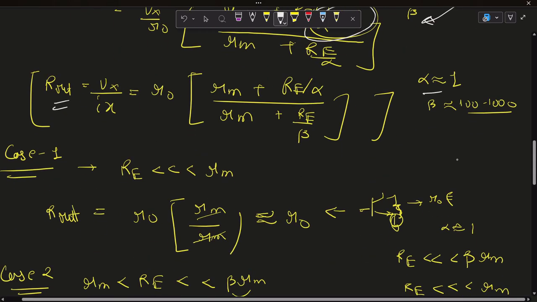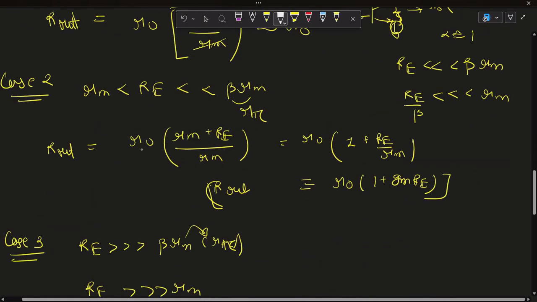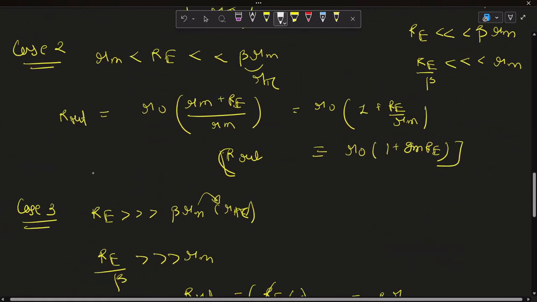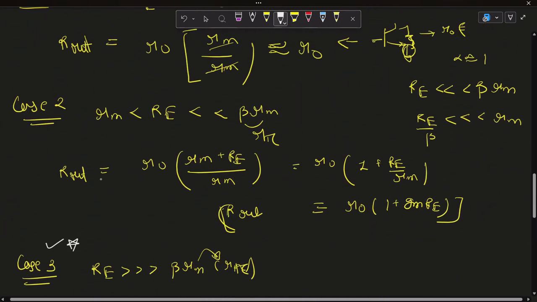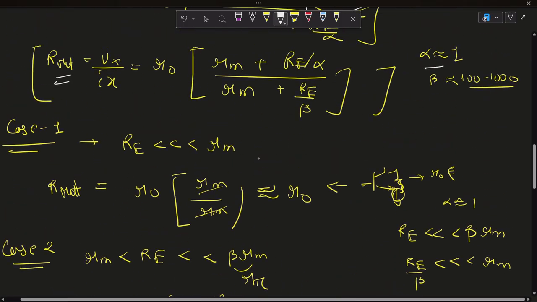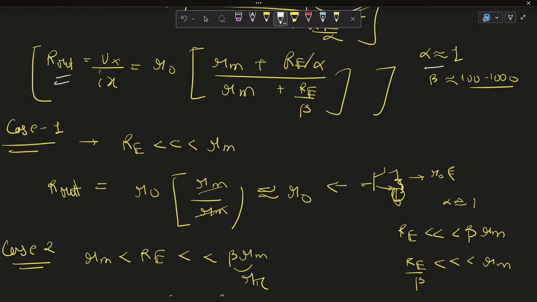So in this we have three cases: case 1, case 2, and case 3. We have to focus more on case 3, but now we will move step by step. For case 1, we assume Re is much less than Rm. So Rm is much greater than Re. So the expression reduces to R naught Rm by Rm, which cancels out and becomes R naught.